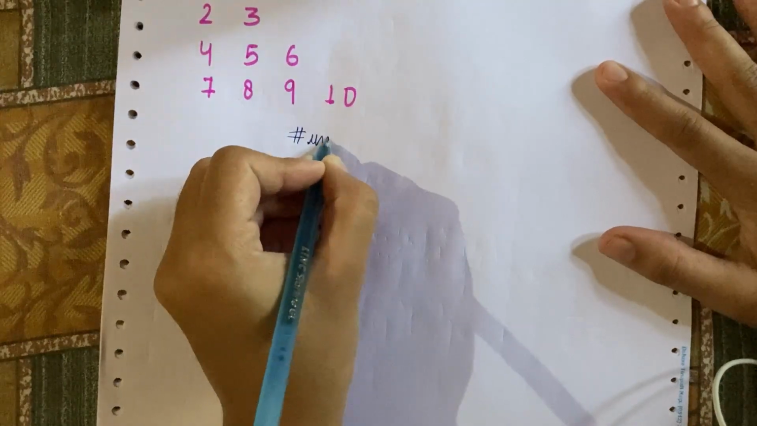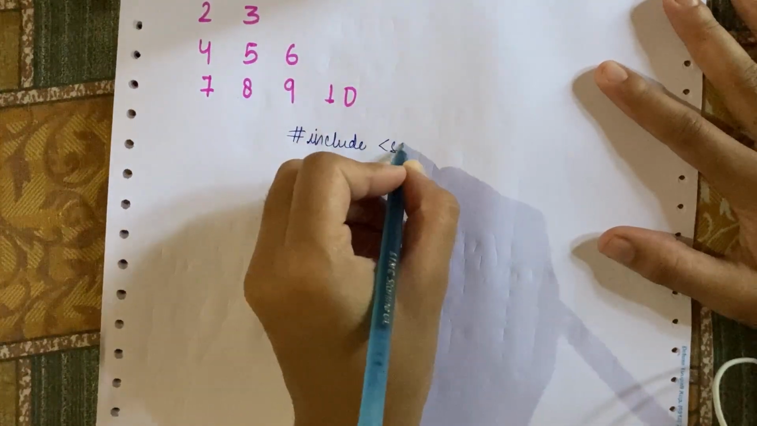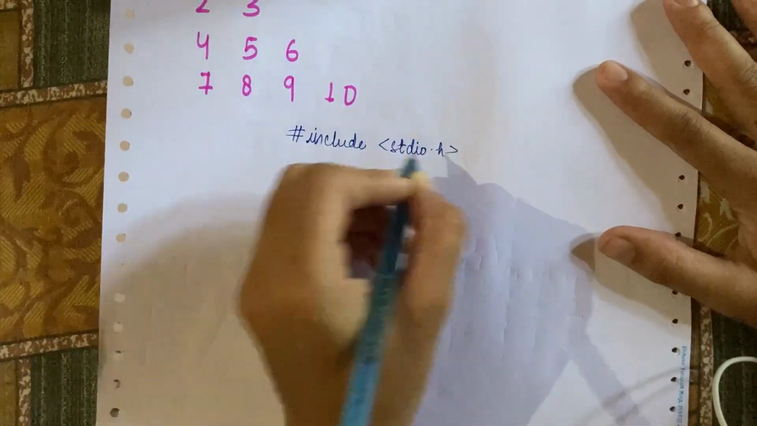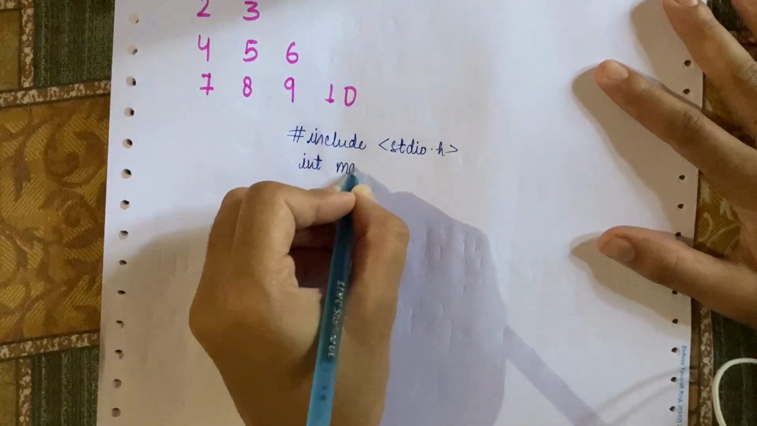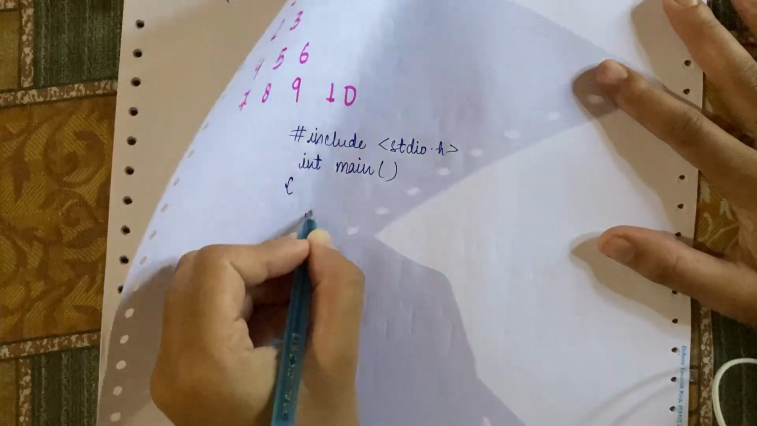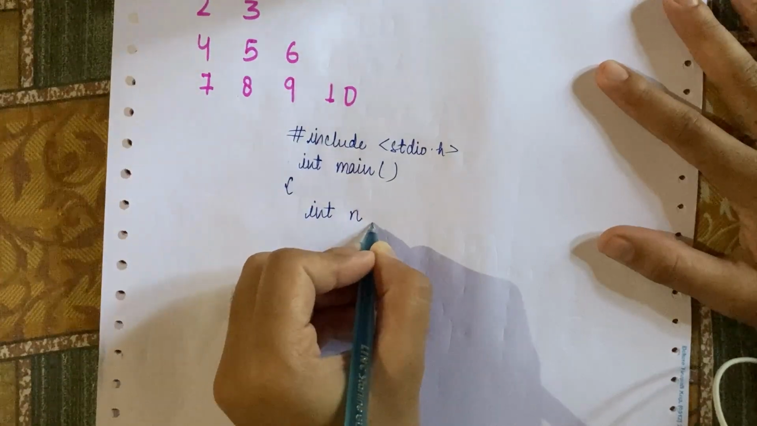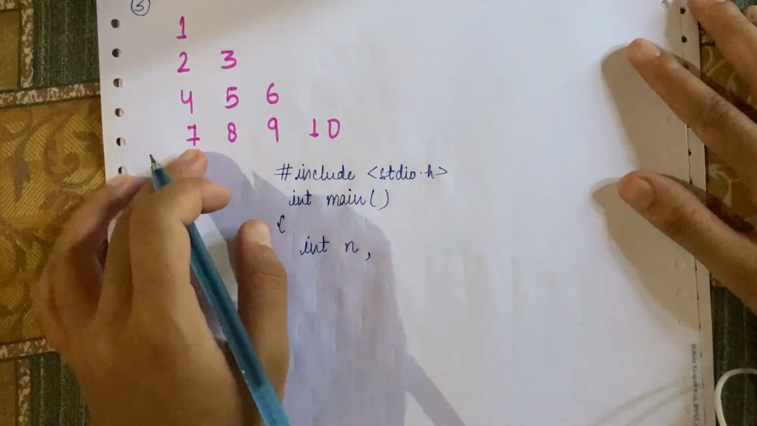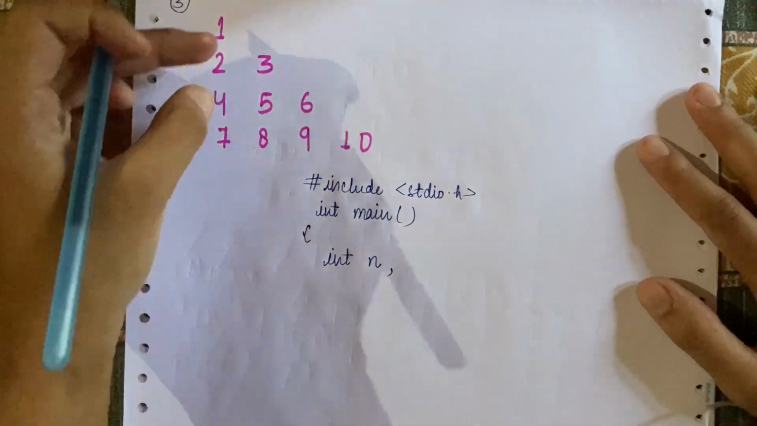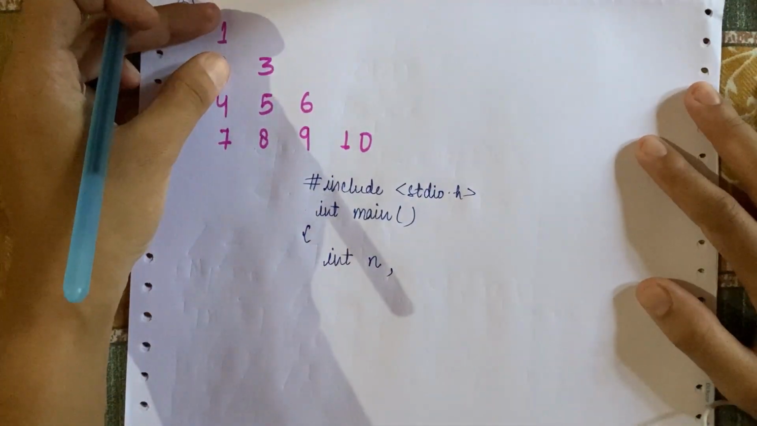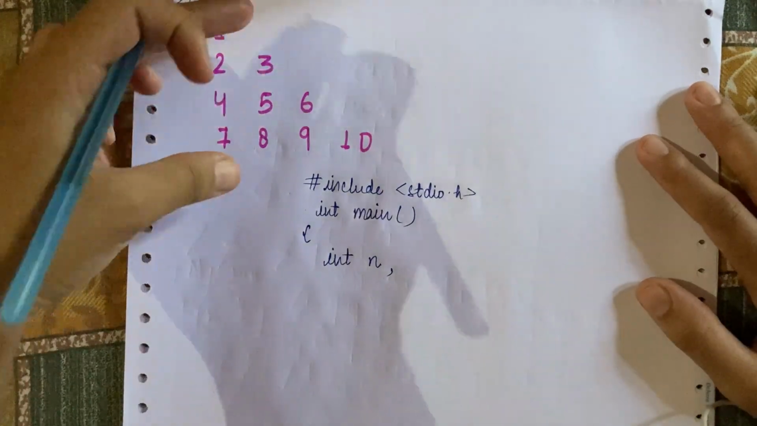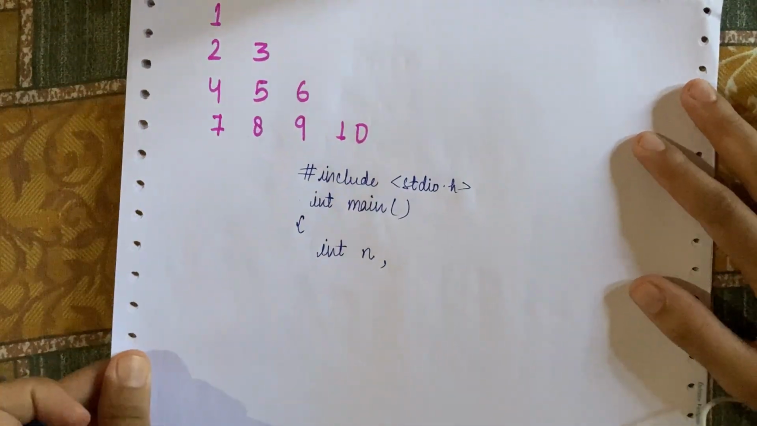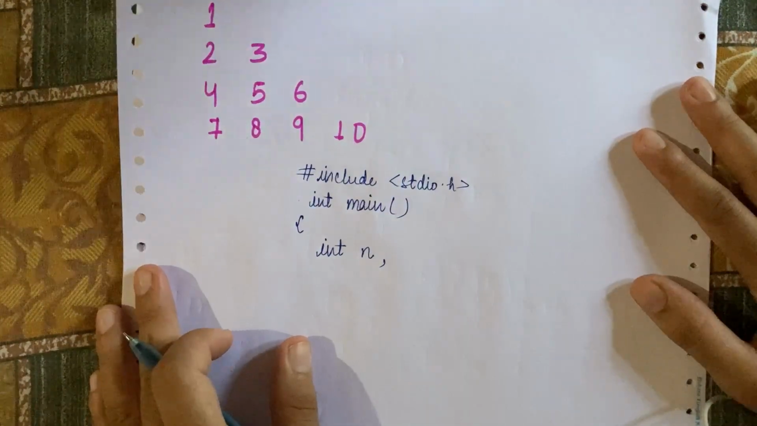So we will write the header file include stdio.h. Then we will start with the main function. We'll take the variable n for the number of rows that the user will input. Suppose the user has input n is equal to 3. That means we have to print 3 rows. If 2, we will print 2 rows. If 4, we will print 4 rows. So likewise n number of rows, right? So we'll take the n value from the user.